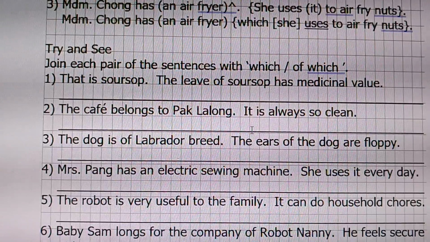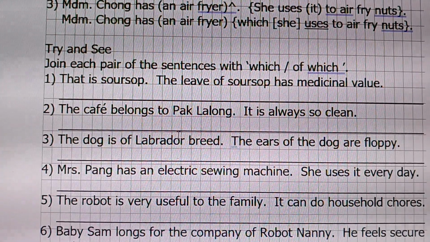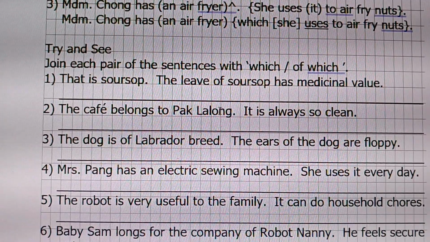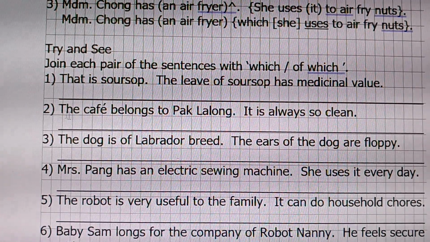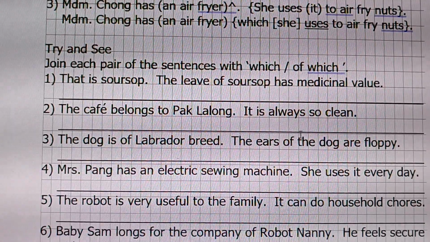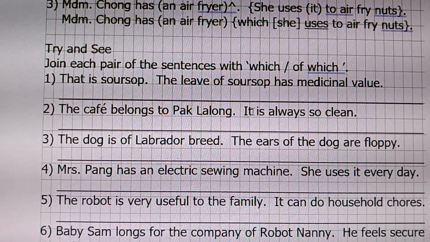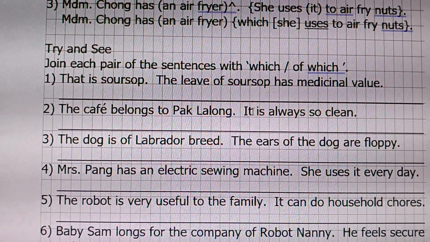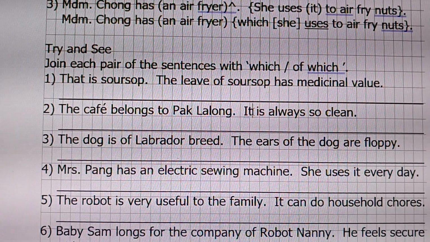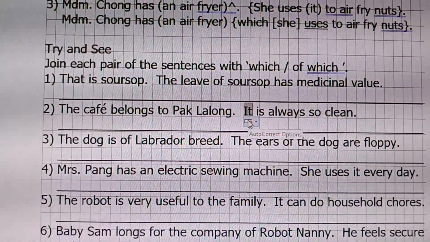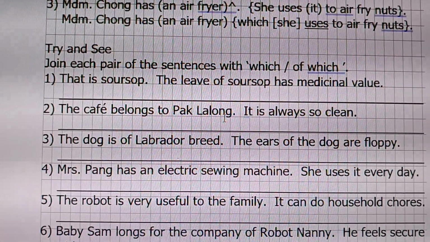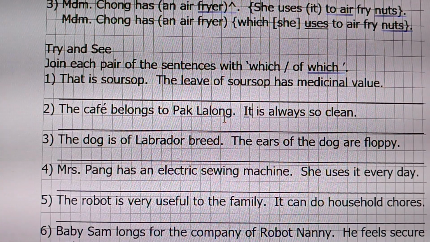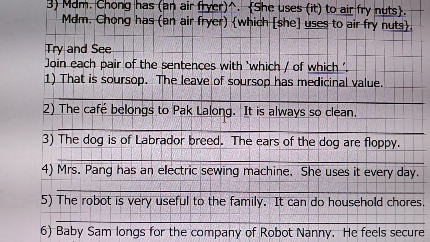Okay, which one should be the main clause? It is always so clean, right? The cafe which belongs to Pak La Long is always so clean, right? It makes sense. Okay, let's see. We can try another way around. The cafe which is always so clean belongs to Pak La Long. It also makes sense. Alright.